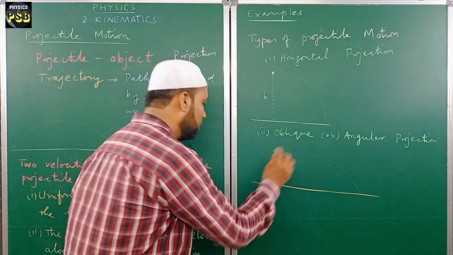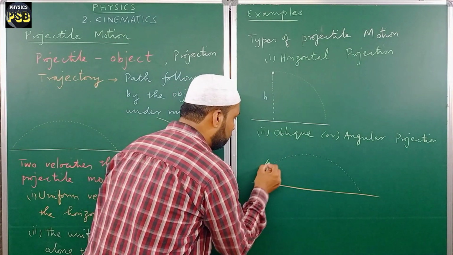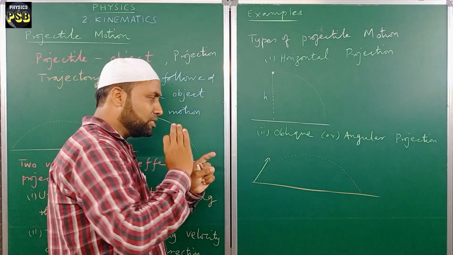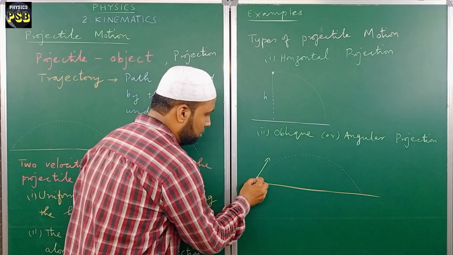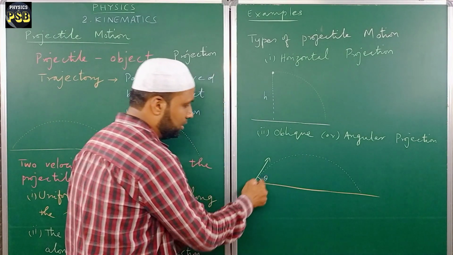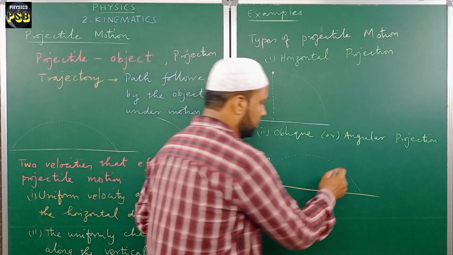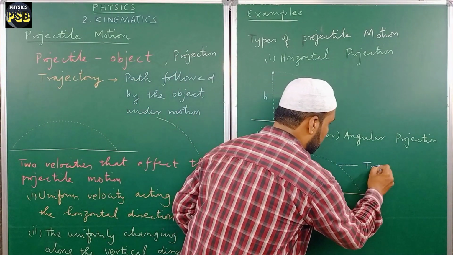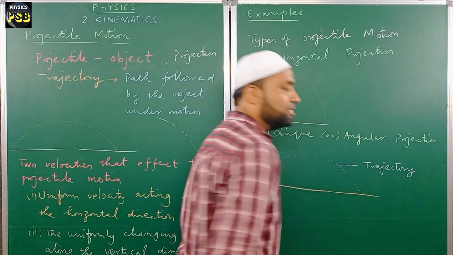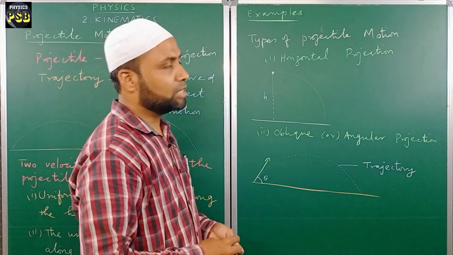Correctly speaking, the object which is thrown from the ground is actually thrown at some angle with respect to the ground or horizontal. Clear? This is called the angle of projection. And the path followed is referred to as trajectory, and the object under motion is called the projectile. Now, as I have told you earlier, these are the types of projectile motion.